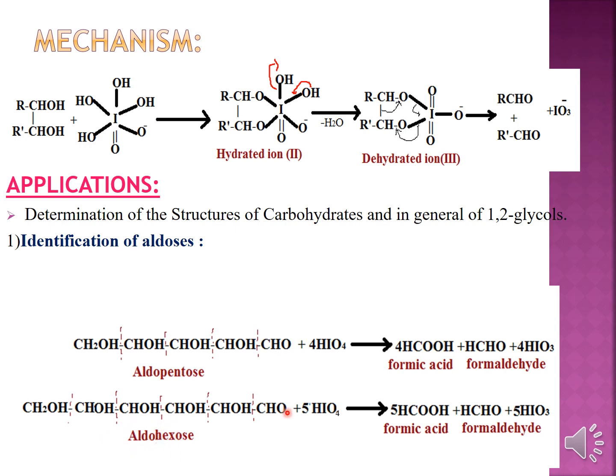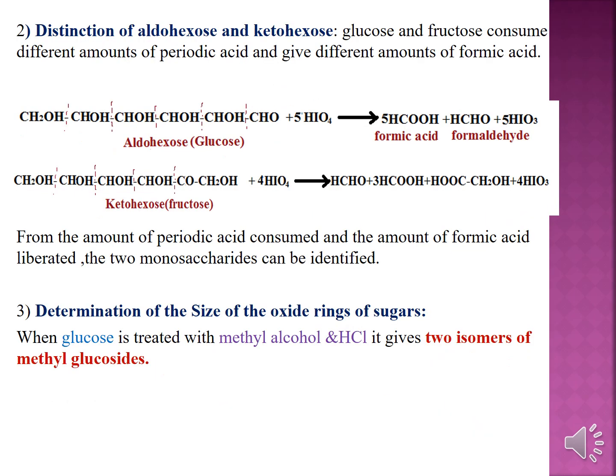Moving on to the next reaction, if you take the aldohexose, with the consumption of 5 molecules of periodic acid, the cleavage is shown here again. You get 5 molecules of formic acid and then formaldehyde. 5 molecules of your acid are getting consumed over here.